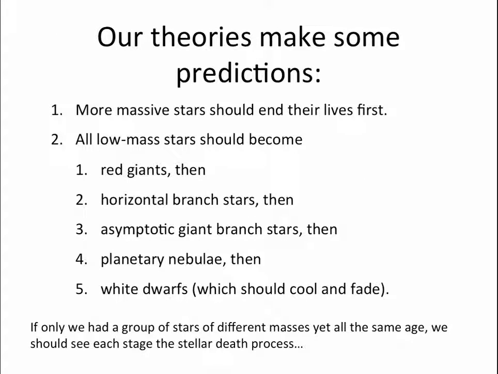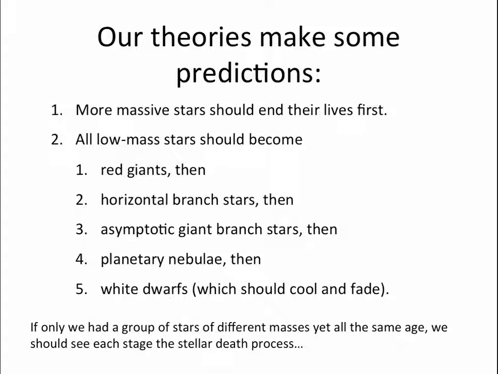Well, we have some predictions. One prediction that these hypotheses, these theories make, is that massive stars should end their lives first. Our second prediction is that low mass stars like the Sun should be on the main sequence for a long time, then they become red giants, then they shrink into these horizontal branch stars, then they grow into red giants again, then they make a planetary nebula, then they become a white dwarf, and the white dwarf should cool and fade.